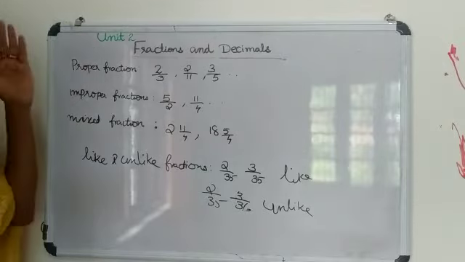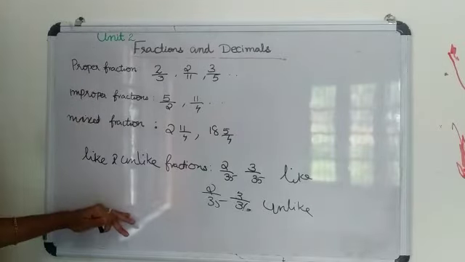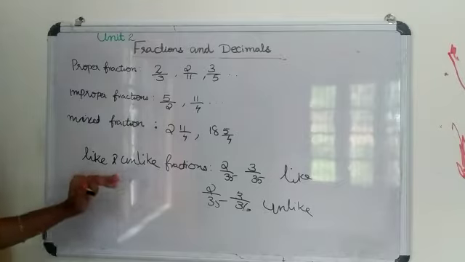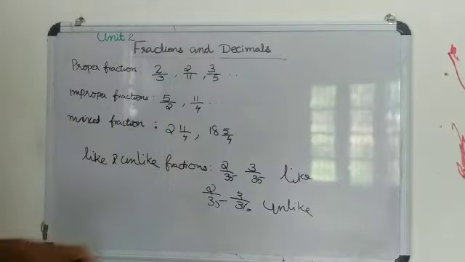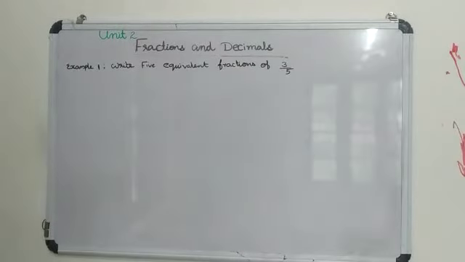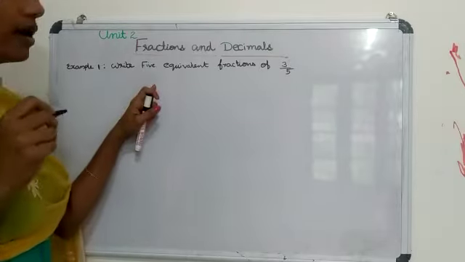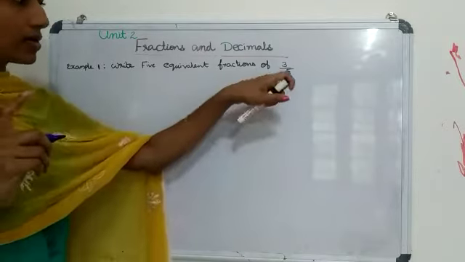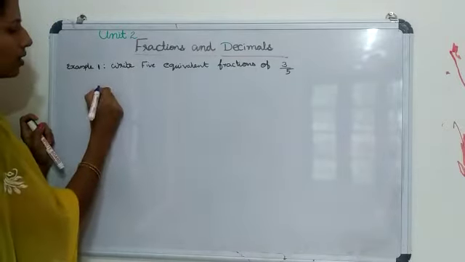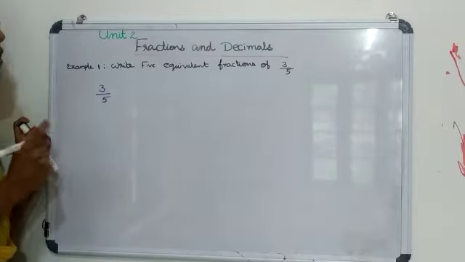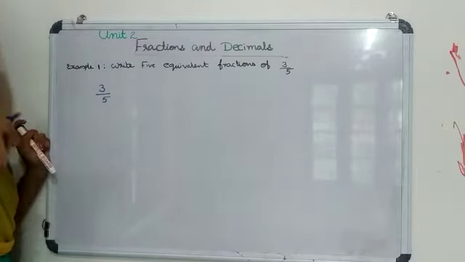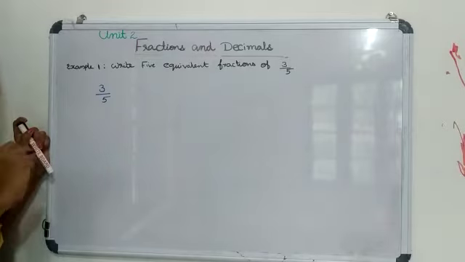You just remember the terms: proper, improper, mixed, like and unlike fractions. We will do some problems and it will be clear for you. We'll do one example, that is: write 5 equivalent fractions of 3 by 5. Our fraction is 3 by 5. So we are asked to find 5 equivalent, meaning equal, fractions for 3 by 5.